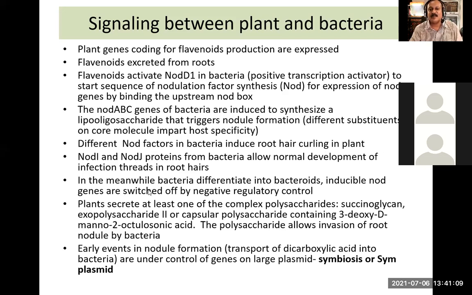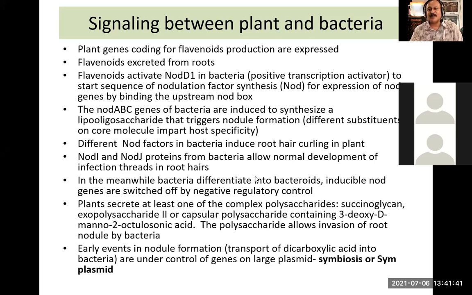And then in the meanwhile, bacteria differentiate into bacteroids. Now again, this signal is coming from the plants. Plant will synthesize some signal, some molecules, which are going to tell the bacterial cells to behave in a particular way, and that is to differentiate in a particular way. I hope you know the meaning of the term differentiation. A cell gets altered into a kind of a cell which is going to perform a particular function. So that we call as differentiation.